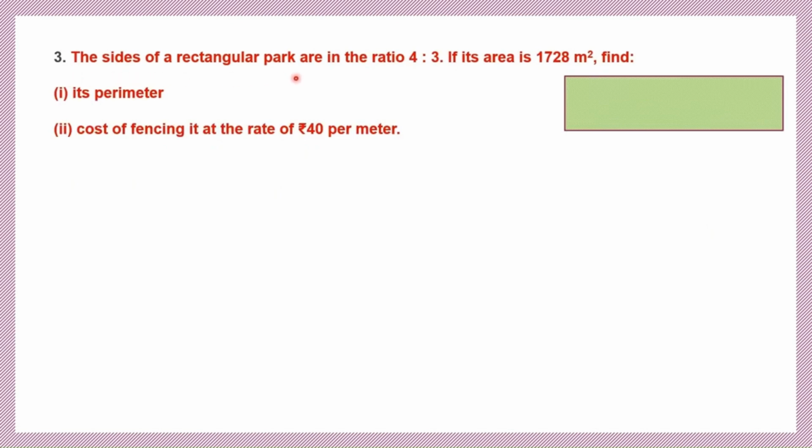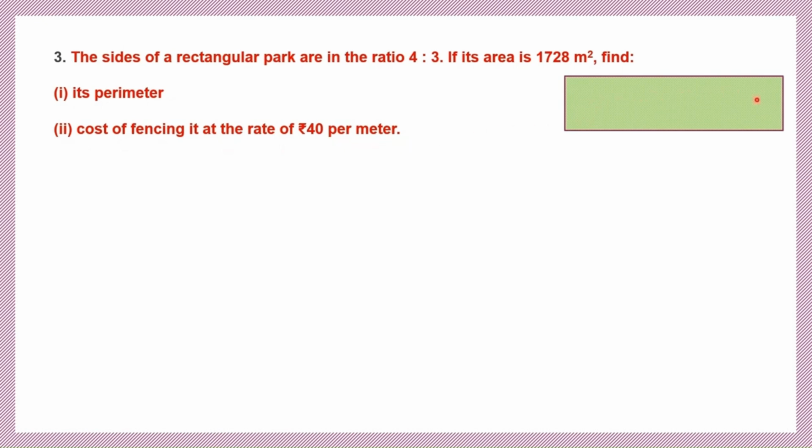Question 3. The sides of a rectangular park are in the ratio 4:3. If its area is 1728 meters square, find first its perimeter and second cost of fencing it at the rate of 40 rupees per meter.